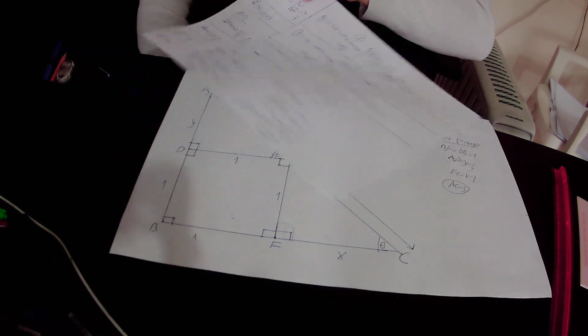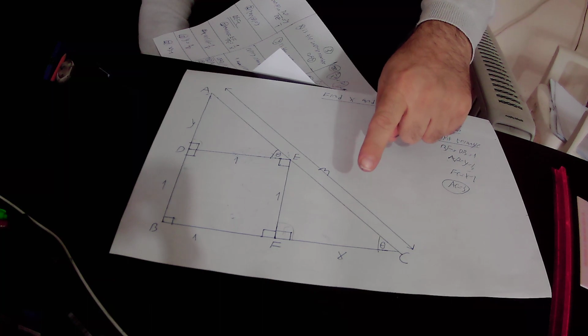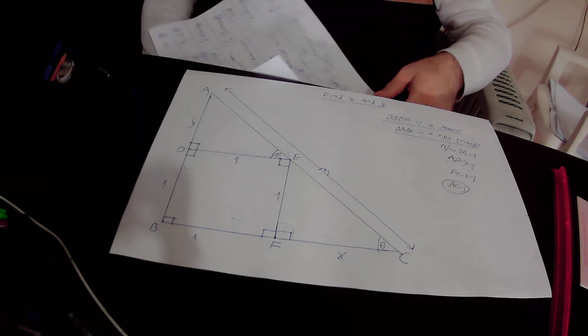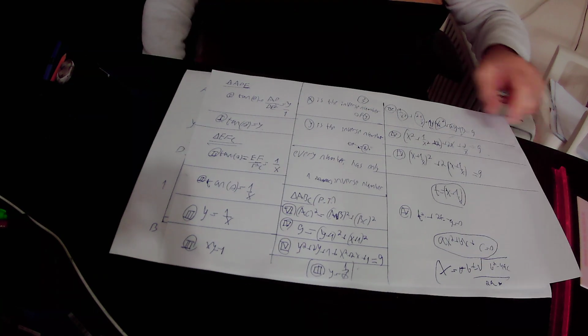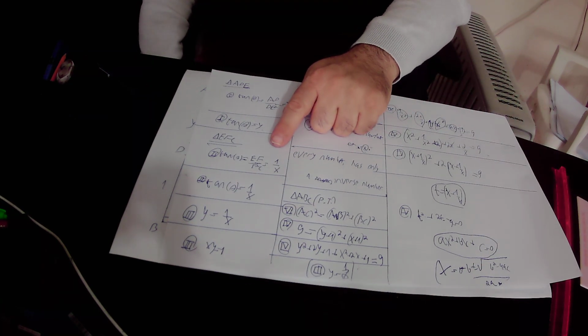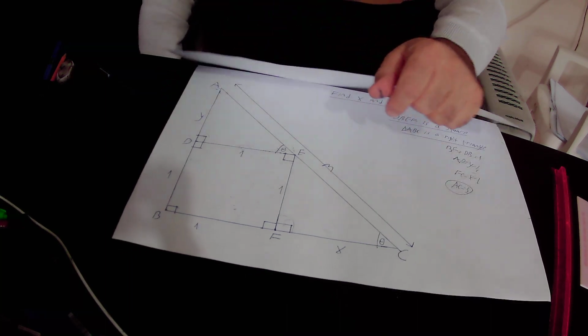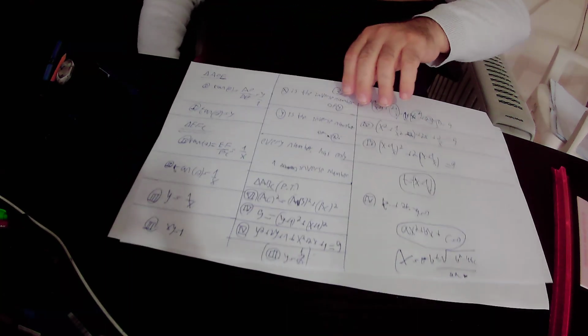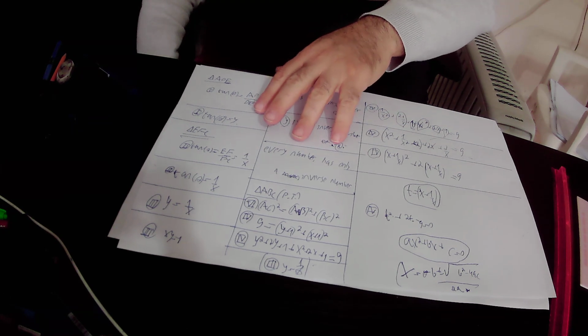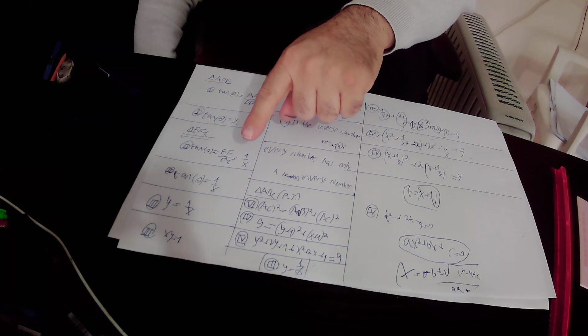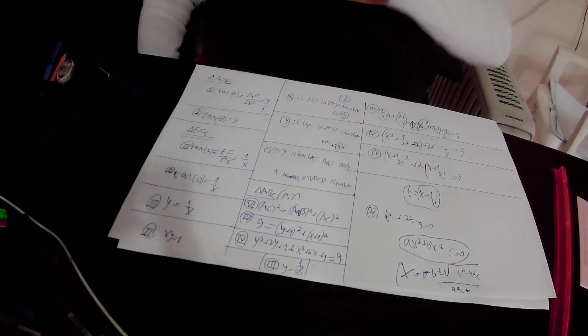Then we focus on the right triangle EFC. Here sine theta equals EF over FC. But EF equals 1, FC equals X. Therefore, in conclusion, we found out that sine theta according to equation number 2 equals 1 over X.